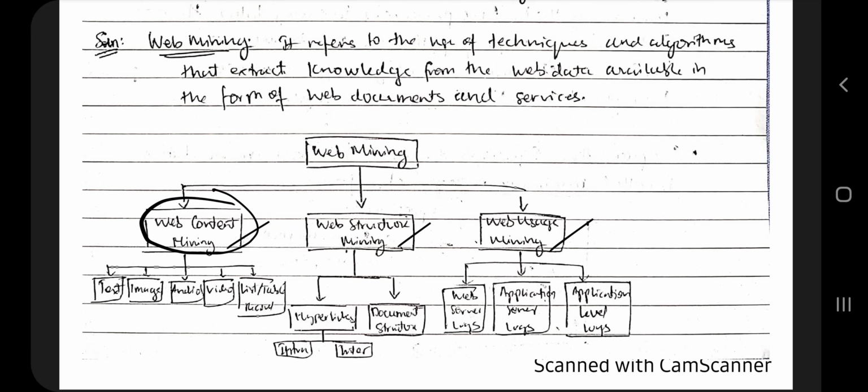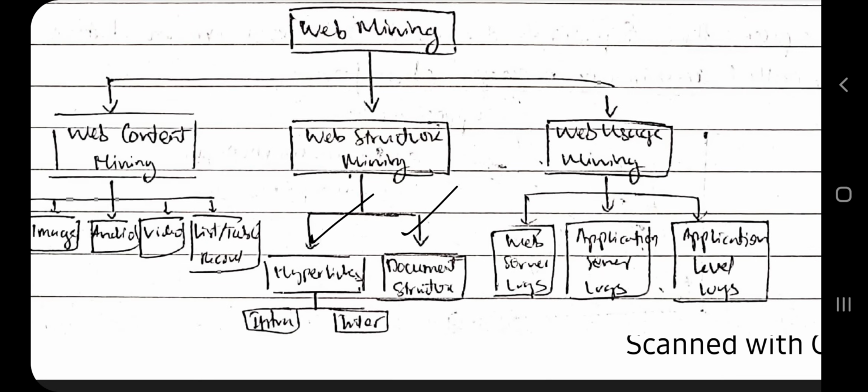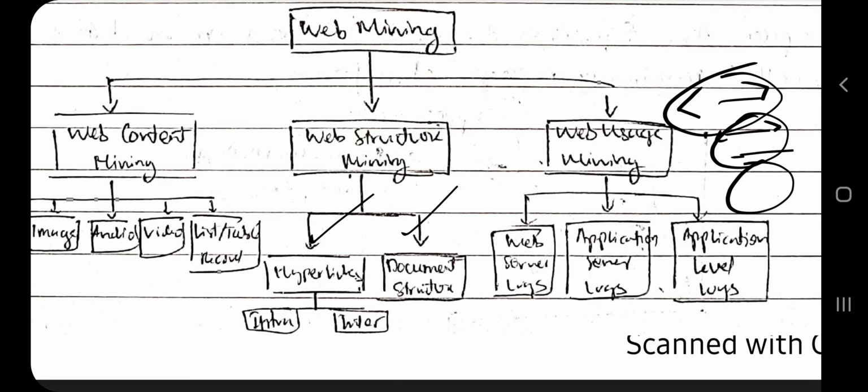Content mining means what is present in the page that you are extracting. Like for example, text, image, audio, video, list and table. Those things you are extracting means content extraction. What is structure mining? Structure mining means in the structure you can have the hyperlinks or the document structure. When you see the web structure, there will be the tags, right? HTML tags. Each of these tags are the structure. If you are interested in extracting the HTML tags and the links, then you can go with this one.